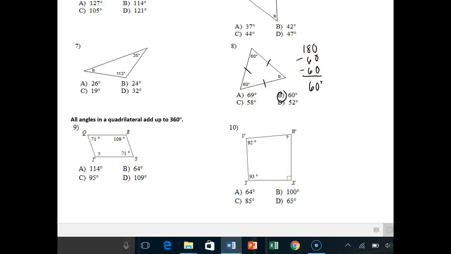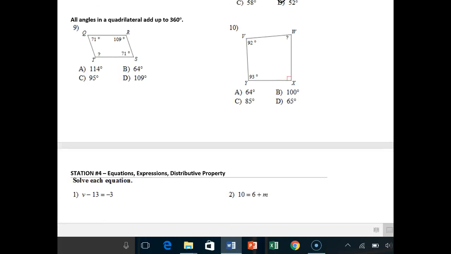Right? In quadrilaterals, or something that has four sides, the angles add up to 360 degrees. So here you do 360 minus 109 minus 71 minus 71. And in this case, 360 minus 109 minus 71 minus 71 gives you 109. Notice these two opposite sides were equal in this too. That's not always the case, but in this case, we had a parallelogram, so yes.